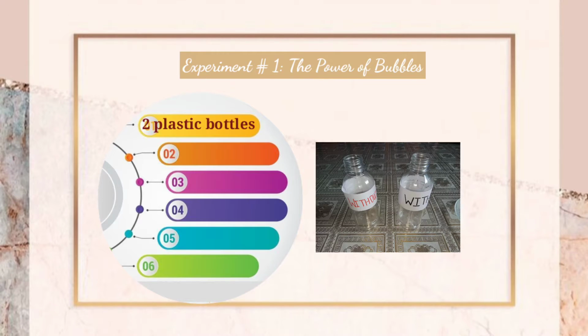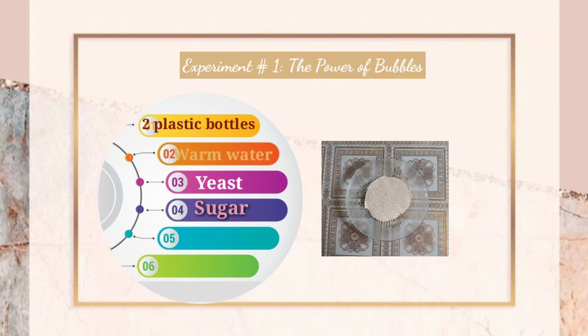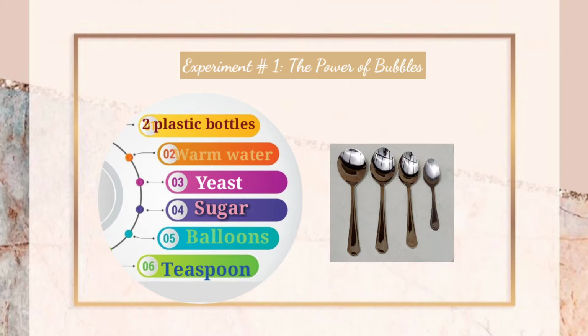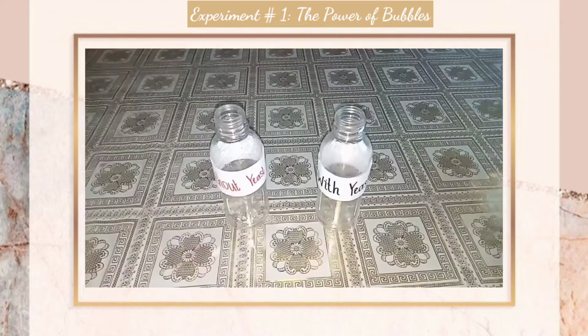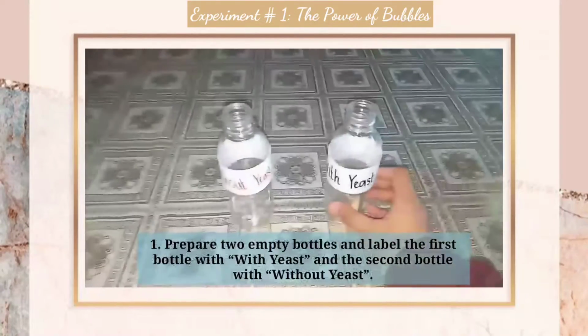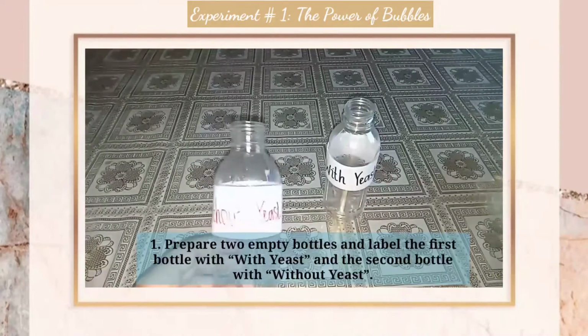The materials are plastic bottles, warm water, yeast, sugar, balloons, and lastly, the teaspoon. The following are the procedures. First, prepare 2 empty bottles and label the first bottle with yeast and the second bottle without yeast.